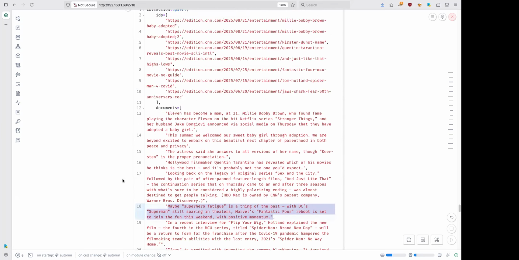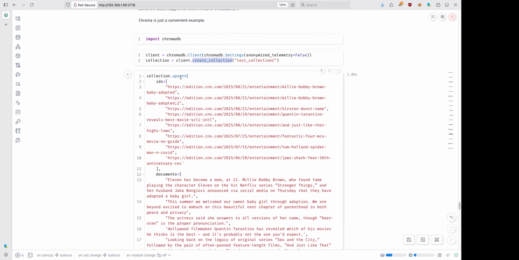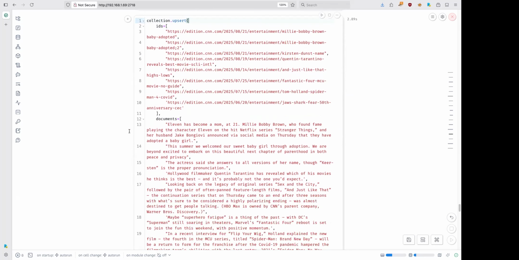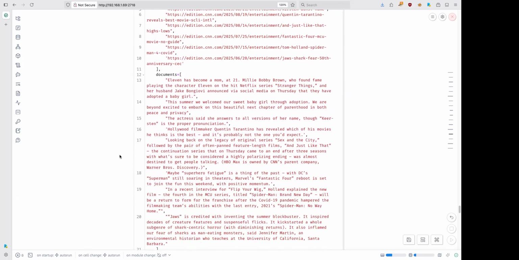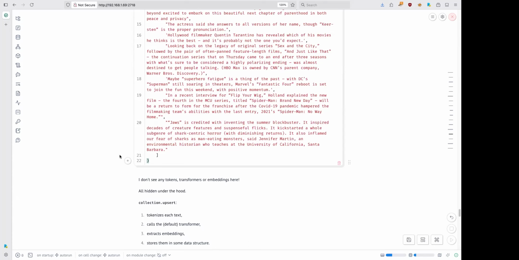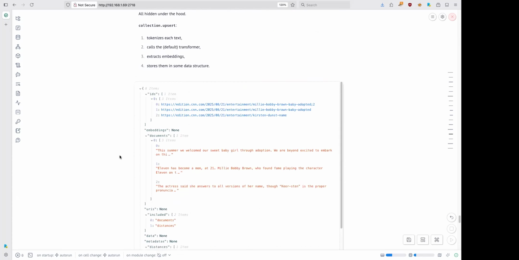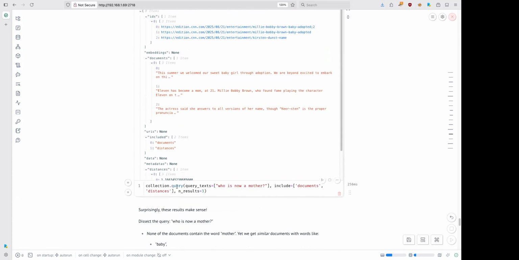We notice how we simply call upsert, which basically means insert, and that's it. We don't have any embeddings, we don't have any tokens. Everything is hidden under the hood. Now that this is done, we can perform search with a single function call.